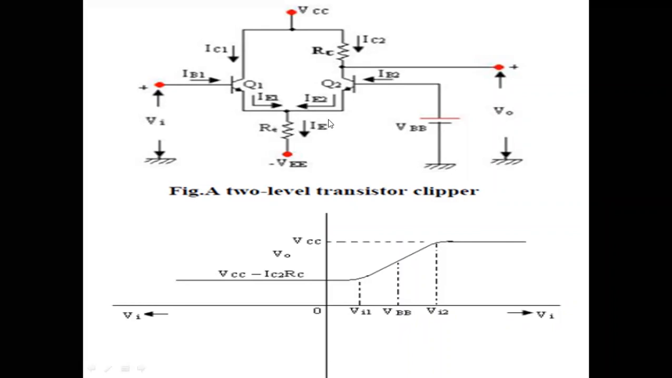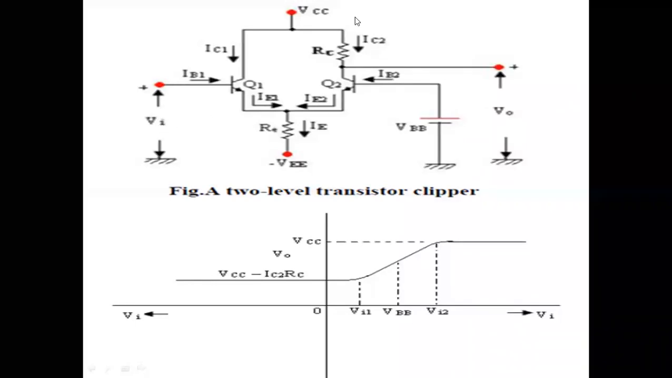This is the circuit diagram for the emitter coupled transistor. If we observe the circuit diagram, you find the two transistors Q1 and Q2. We are collecting the output across Q2, and we are applying the input across Q1. Here we are applying the input signal.